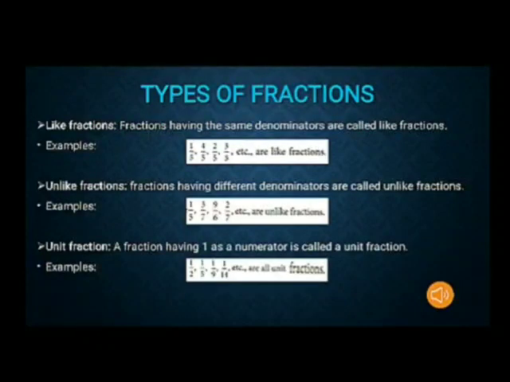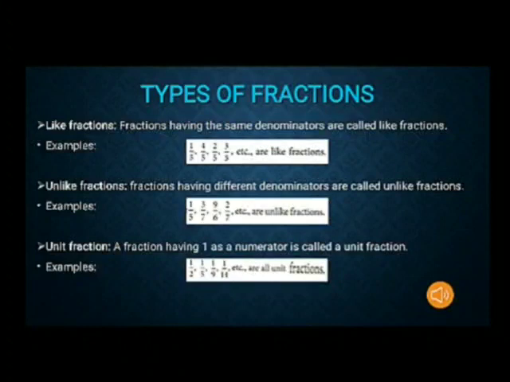Dear students, now let's discuss types of fractions. First, like fractions. Fractions having the same denominators are called like fractions. For example, 1 by 5, 4 by 5, 2 by 5, 3 by 5, etc. are like fractions.